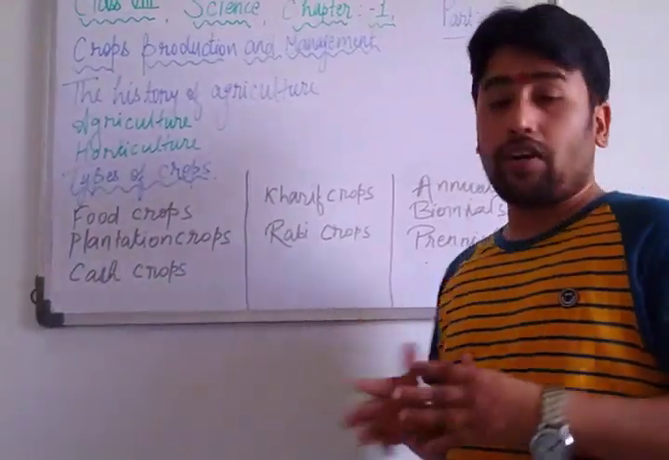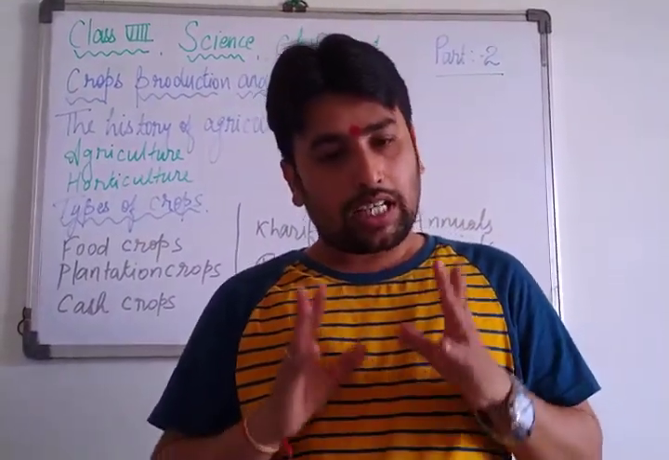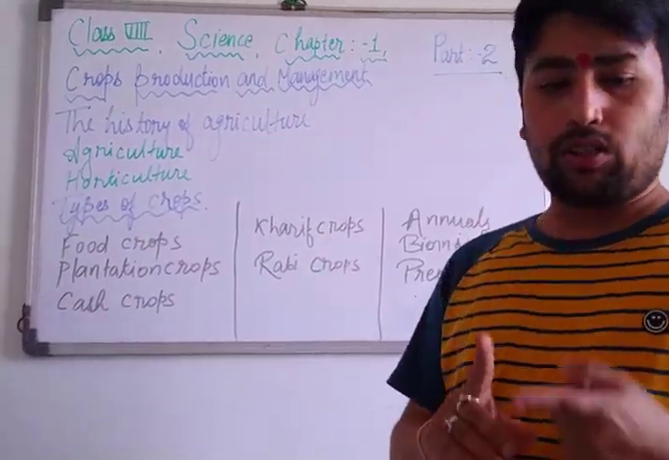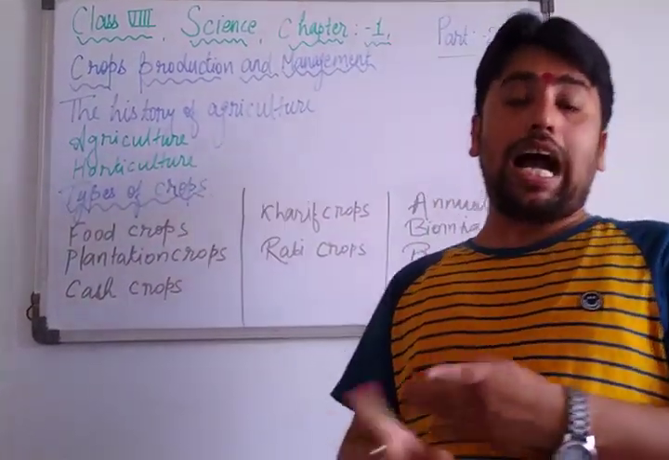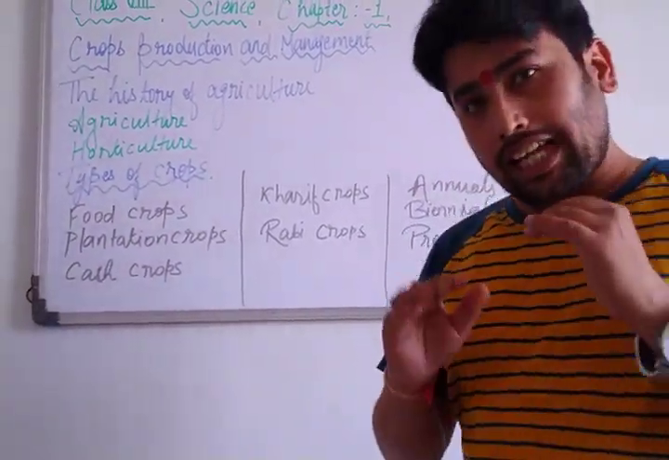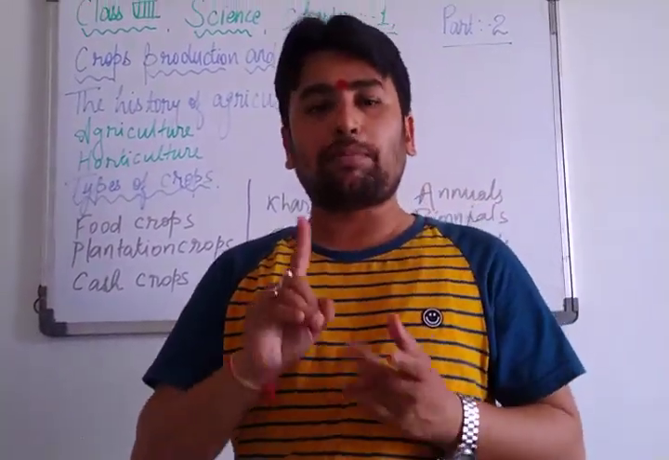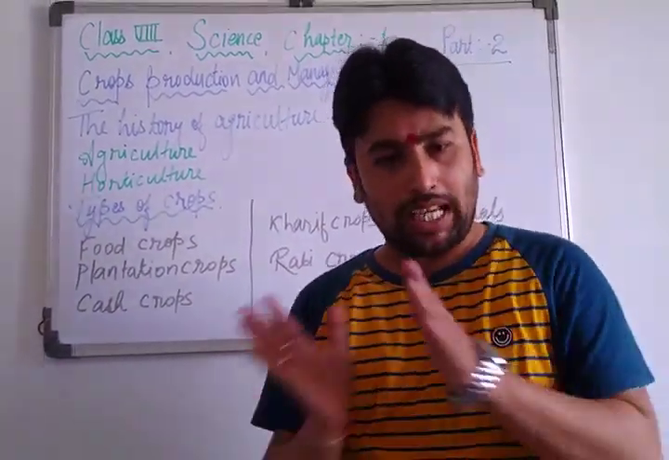Second is kharif crops and rabi crops. What are kharif crops and rabi crops? Kharif crops are sown during June, July at the beginning of the monsoon season and harvested at the end of the monsoon. Can you tell me which month the monsoon ends? September or October. At that time you will see the monsoon is going to end.